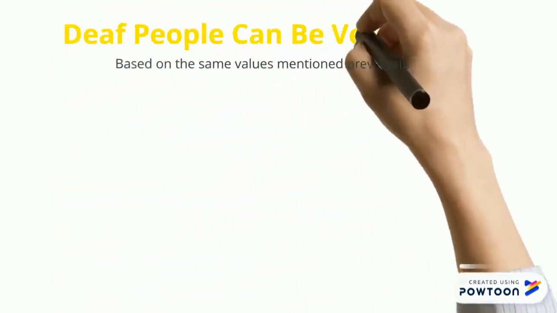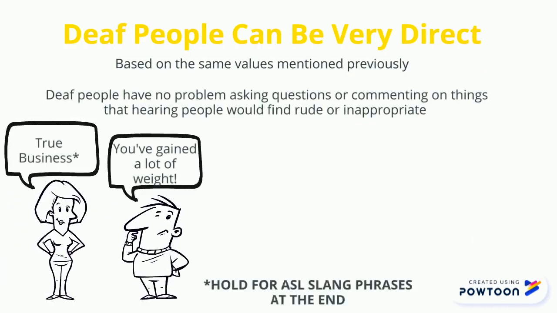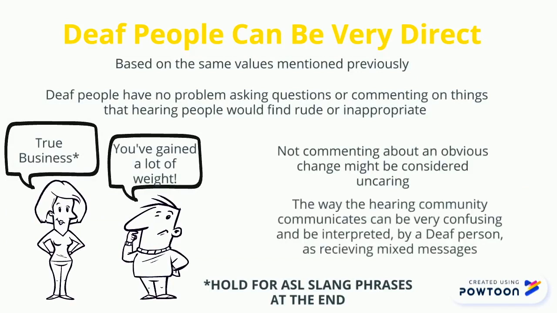On a similar note, a member of the deaf community wouldn't have any issue commenting on things that to a hearing person might seem rude or inappropriate, such as someone's weight or someone's looks. On the contrary, not mentioning very obvious things might make you seem uninterested or aloof.